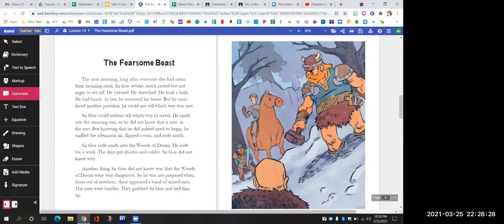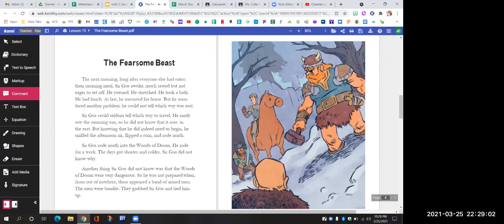Sir Gus rode north into the woods of doom. He rode for a week. The days got shorter and colder. Sir Gus did not know why. Another thing Sir Gus did not know was that the woods of doom were very dangerous. So he was not prepared when from out of nowhere there appeared a band of armed men. The men were bandits. They grabbed Sir Gus and tied him up.